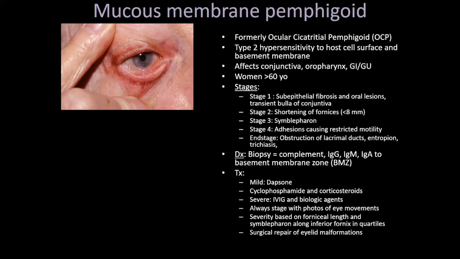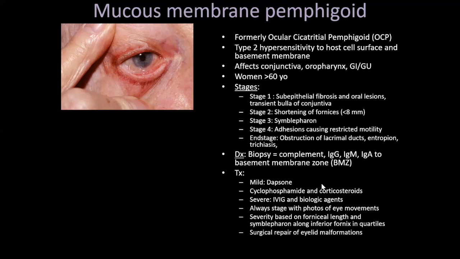It's very, very important to observe this: in taking the biopsy, we take it at the junction between the healthy area of the conjunctiva and the diseased area. The biopsy is preserved in liquid nitrogen, and then we subject it to direct immunofluorescence. And you are supposed to find complement, IgG, IgM, and IgA that are bound to the basement membrane of the conjunctiva.